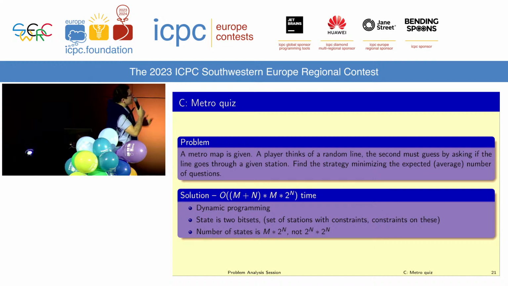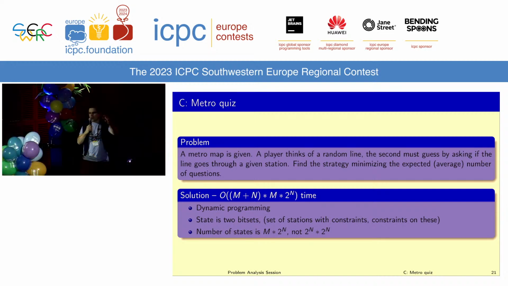The state in this solution is twofold. First, you have the list of stations you have asked questions about already. So that's a bit set. And the second is, given these questions, which ones were actually answered as positive or negative.